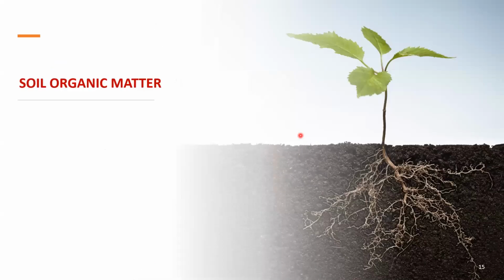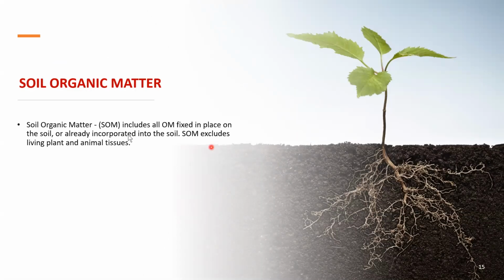Soil organic matter includes all organic matter fixed in place on the soil or already incorporated into the soil. Soil organic matter excludes living plant and animal tissue, which I have mentioned in the previous slide. So the living animals are not a part of that. Only the fixed or incorporated; something which is on the surface is also not, because that is moving. If it's fixed on the surface, that is part of it.